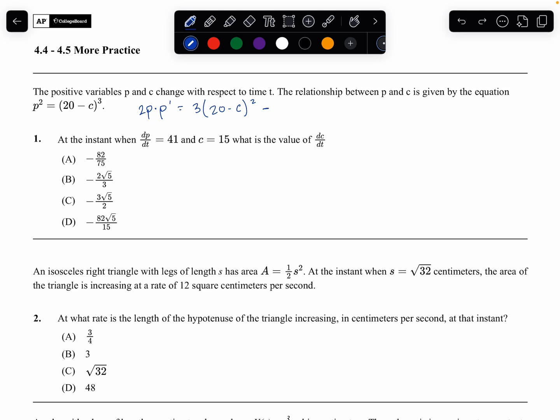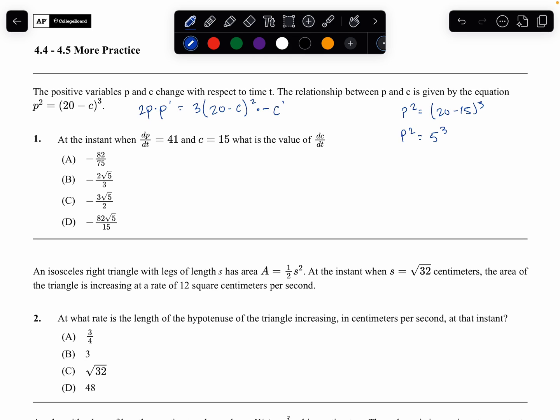So times negative c prime. And c prime is what we're trying to solve for. We can also plug in some values. So p prime is 41. c is equal to 15. So I can also solve for p here. I can plug in c. So p squared is equal to 20 minus 15 cubed. So p squared is going to be equal to 5 to the third.